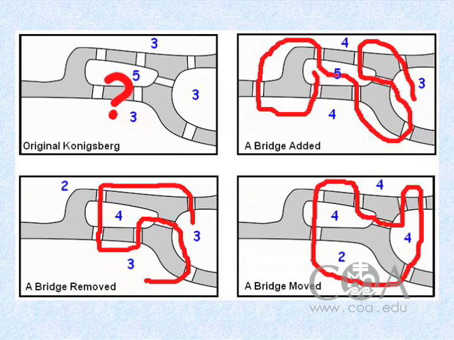Over there, making the South Shore have an even number of bridges and the North Shore have an even number of bridges. So we killed off two of the odd numbers by adding a bridge. We can also remove a bridge anywhere, and we'll go from having four odd numbers to just two odd numbers. Any bridge can be removed.